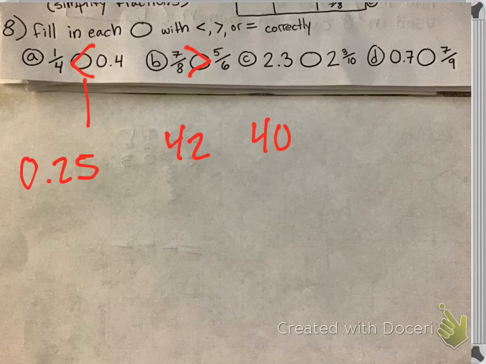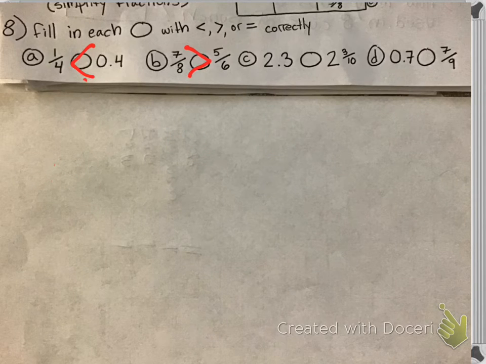Now, 2.3 and 2 3/10. We should know this. 2.3 is what as a fraction? 2.3 is what as a fraction? Trey? 3 over 10. Yeah, 2 and 3 over 10. So which is bigger, 2 and 3 over 10 or 2 and 3 over 10? Exactly, they are equal.